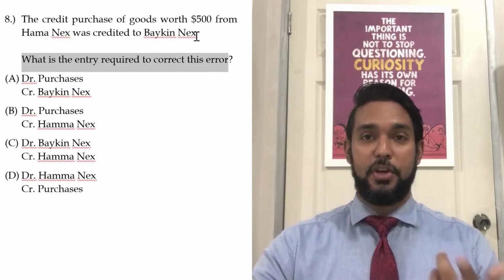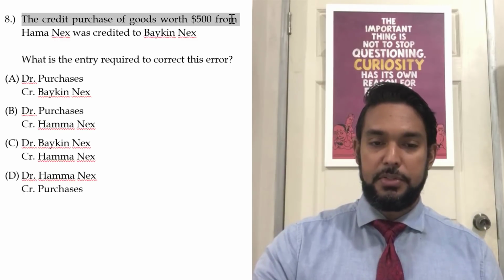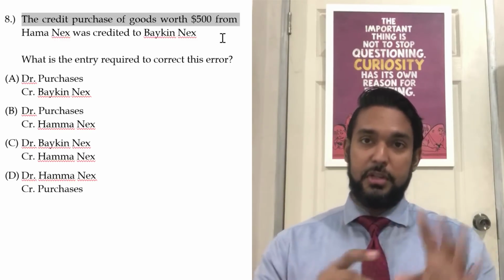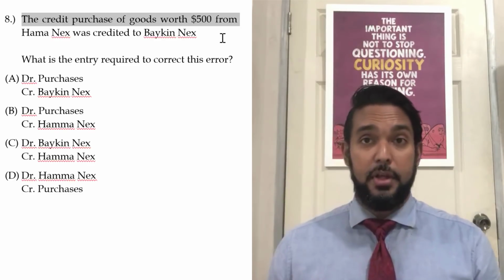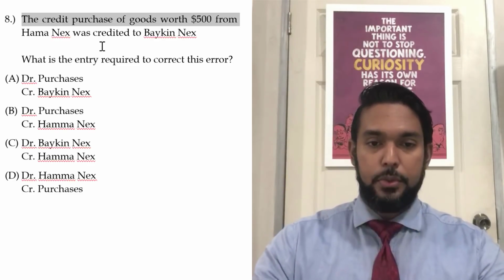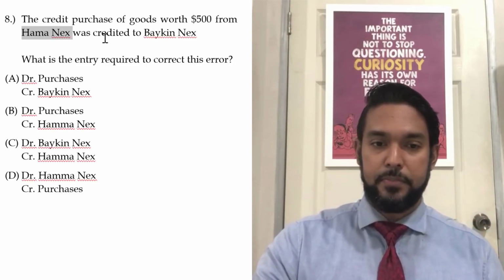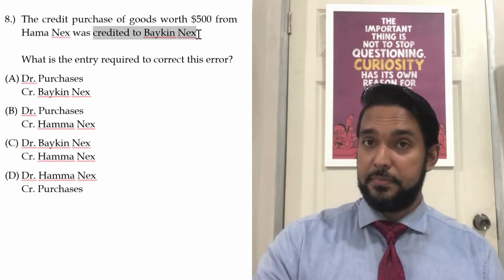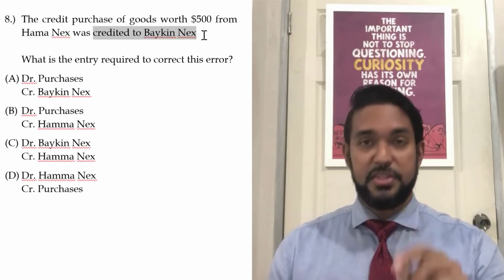Okay, so this is an error of commission. The wrong person's account was used. If there's a credit purchase of goods, we're supposed to debit purchases and credit the creditor, the person or company from whom or from which we bought the goods on credit. So it was from Ham and X, so we were supposed to have a credit to Ham and X. But we credited Bacon X. So we have a credit where it's not supposed to be.